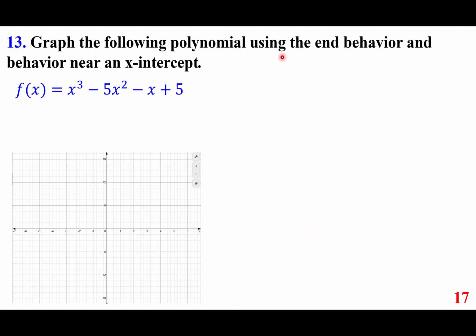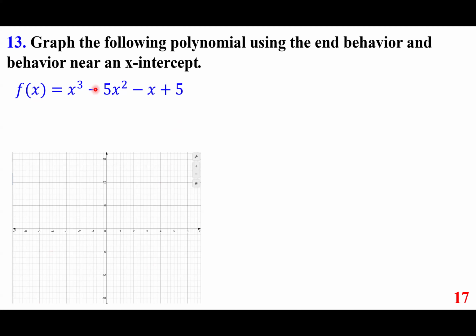So we're going to graph the following polynomial using the end behavior and behavior near an x-intercept. I'm going to put this in a format that's easy to see. First, notice this is the leading term, so it looks like y equals x cubed. So the first and the third quadrant, that we should know. The next thing is that if we could put this in factored form, it makes it easier to see the intercepts as well as the multiplicity and how that works.